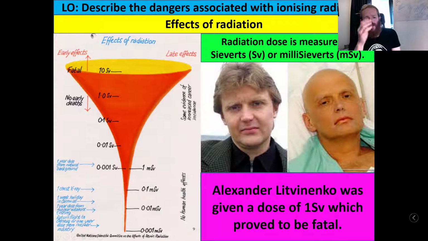Now, this guy, I think he was a Russian spy that defected to the UK. His name's Alexander Litvinenko, and he received a radiation dose of 1 sievert, which proved to be fatal. I think they put it in his tea. Some Russian agents came over to the UK, put some radioactive substance in his tea, he drank it, and he got about 1 sievert dose, and it killed him.